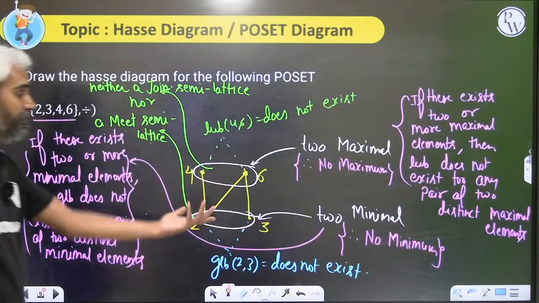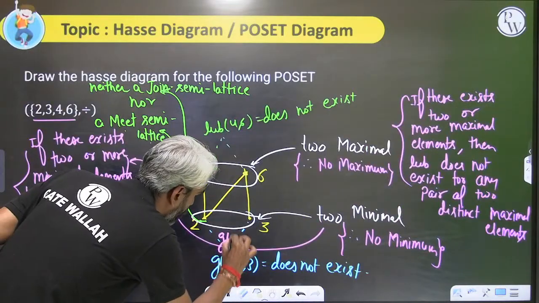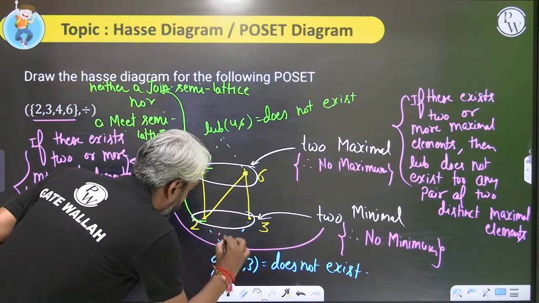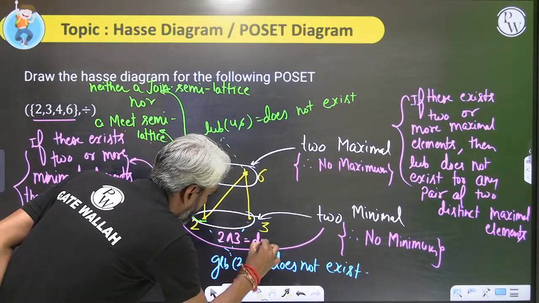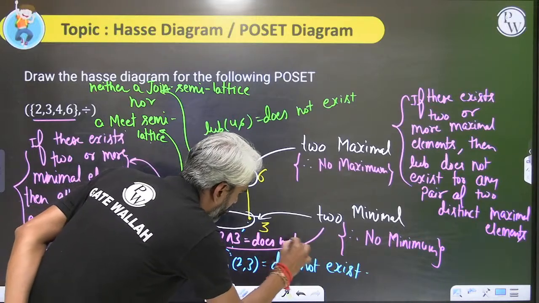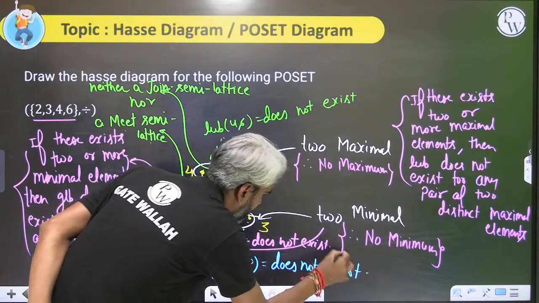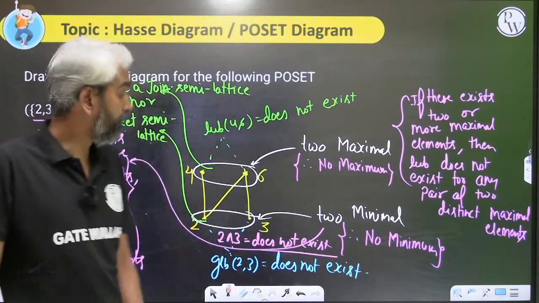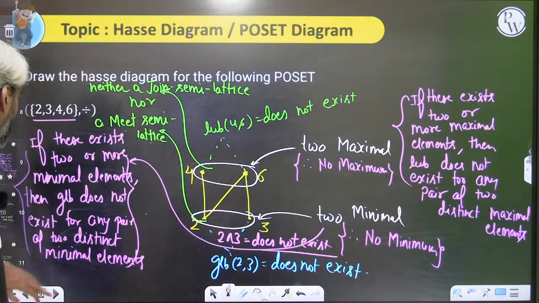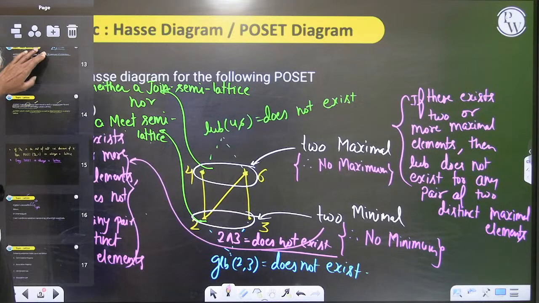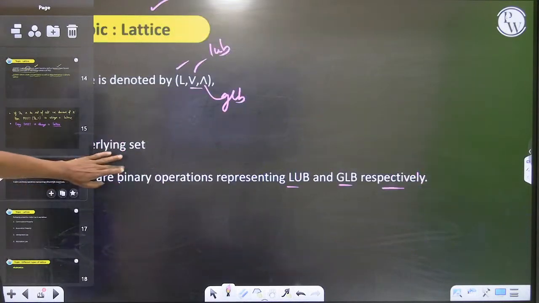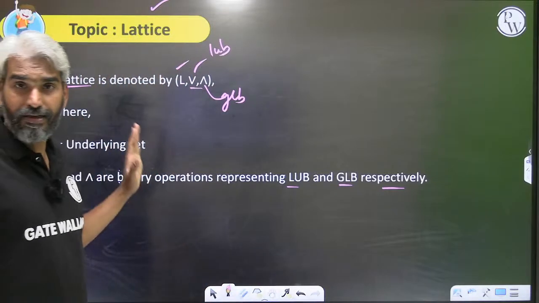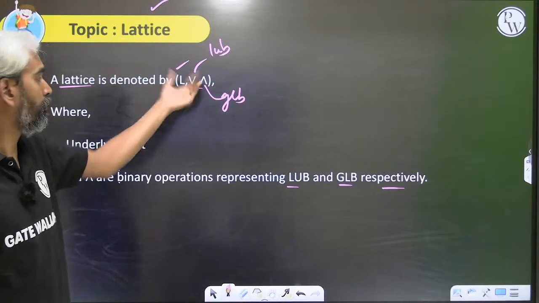Now, sir, if this is the case, then what about the greatest lower bound of this pair? The greatest lower bound of 2 and 3 does not exist here. Use the same notation. It need not exist. But in a lattice, the least upper bound as well as the greatest lower bound will exist for every pair of elements. Since it does not exist, it is not a lattice. Okay, sir. Let's go back and try some other things. So it's okay that this is how we denote the least upper bound and greatest lower bound.